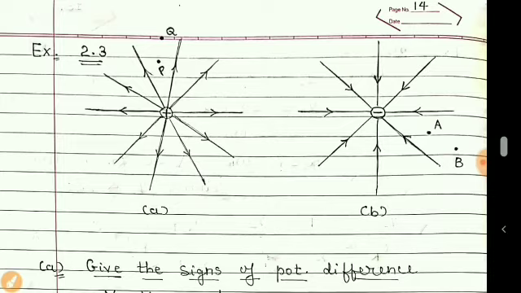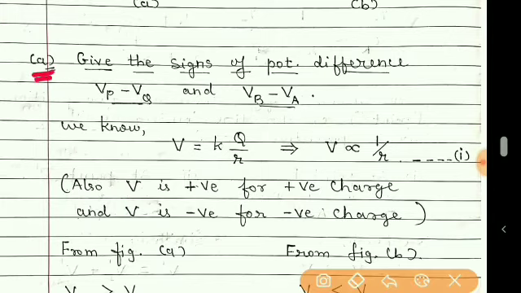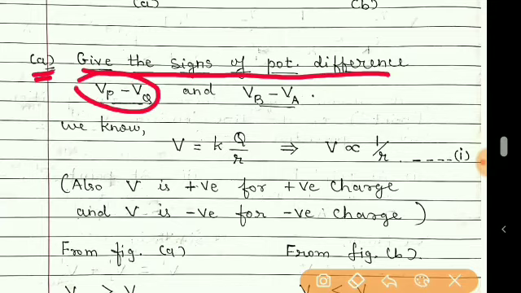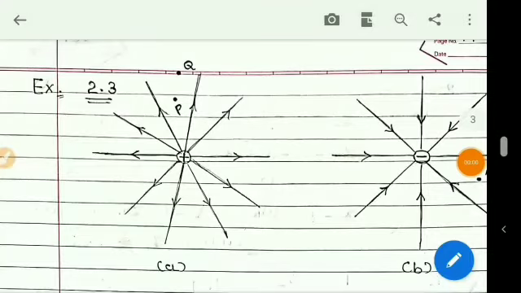First question asked is A. Give the signs of potential difference VP minus VQ as well as VB minus VA. Now here the difference VP minus VQ, that is the potential difference. So the result of this potential difference is positive or negative, that we have to answer. Now let us see this figure.